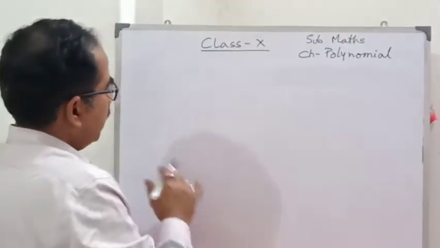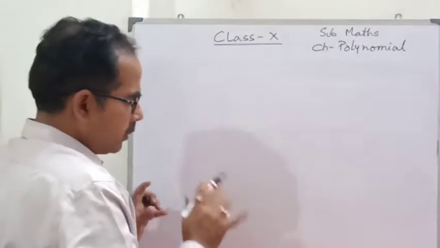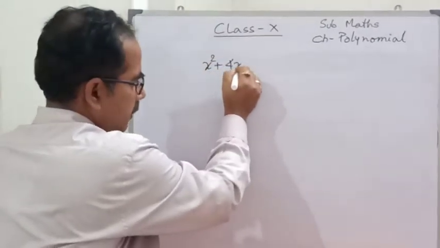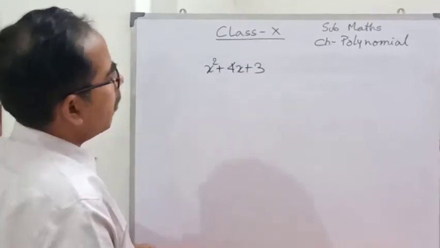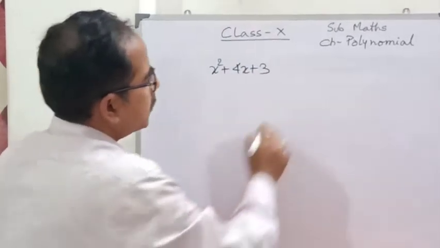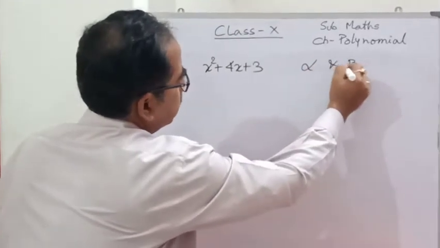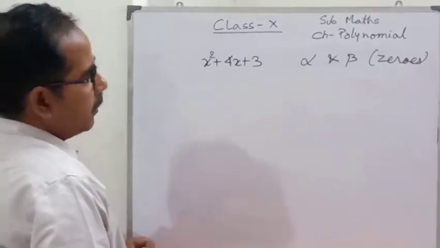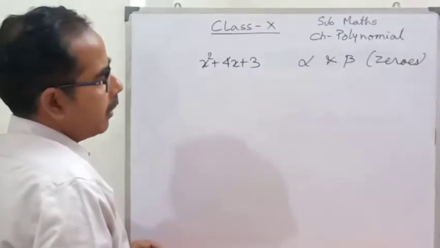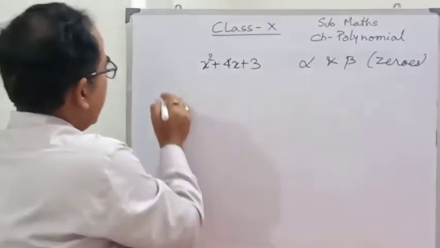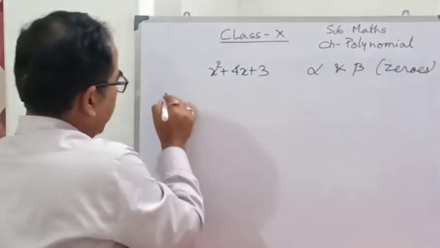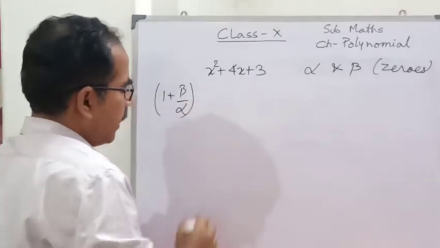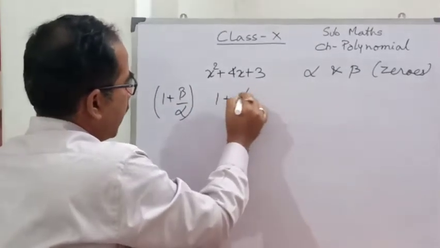Okay. Now let us do one problem. Suppose one polynomial I have taken, x square plus 4x plus 3. One quadratic polynomial whose zeros are alpha and beta. They are the zeros of this one. We have to frame a polynomial whose zeros are, randomly I have taken, 1 plus beta by alpha. This is one of the zeros. Another zero, let us take as 1 plus alpha by beta.